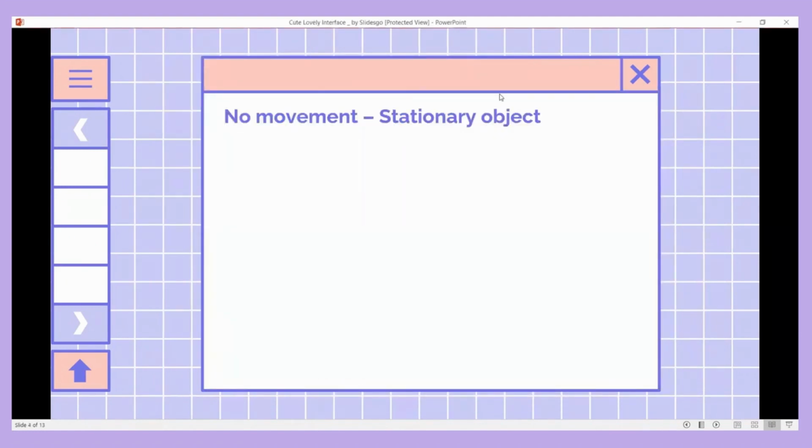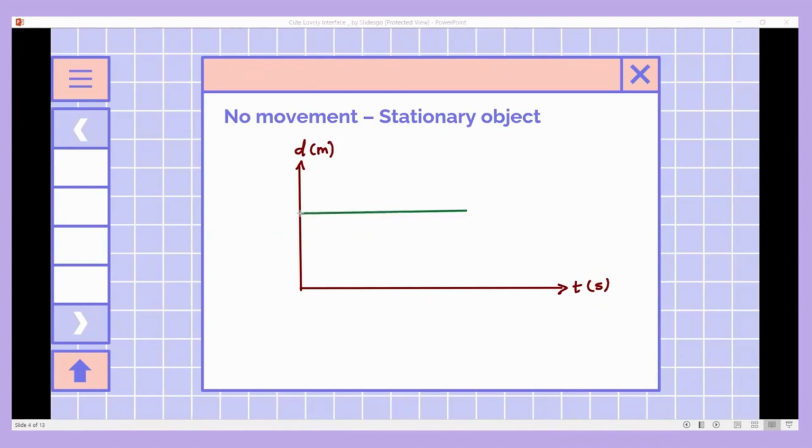Now let's look at the dt graph that we can draw for an object which is not moving. So for a stationary object, the first thing that we have to remember is labeling. Here it is distance, and let's say it's in meters, and it is time, so let's say it's in seconds. Now if the object is not moving, we are going to have a line parallel to the x-axis. It's because if there is no movement, the distance cannot change. The distance has to be stationary.